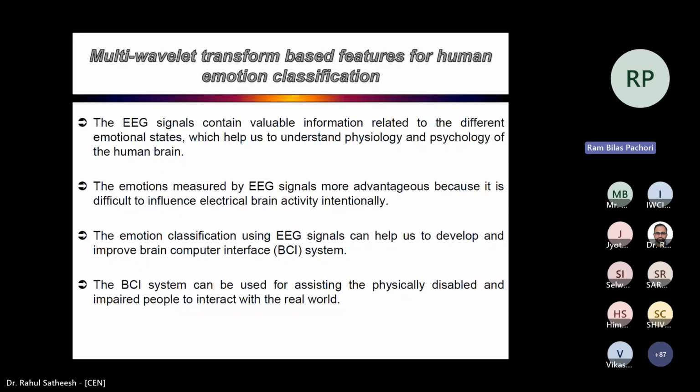Like Stephen Hawking, he used a lot of BCI frameworks for interacting with the real world. He was not able to speak, but we can understand, by these EEG signal processing based approaches, the neural activities and what information he wants to convey. Next slide, please.